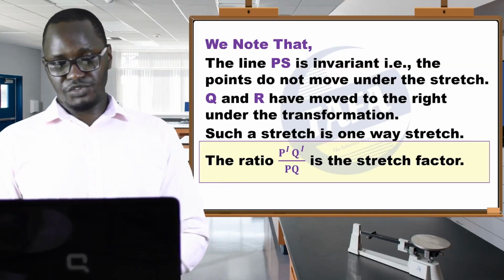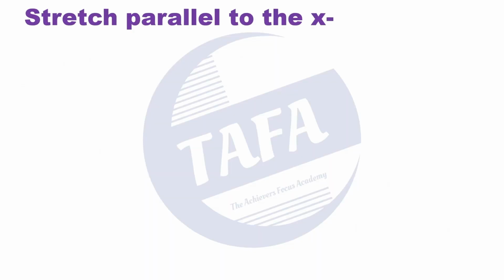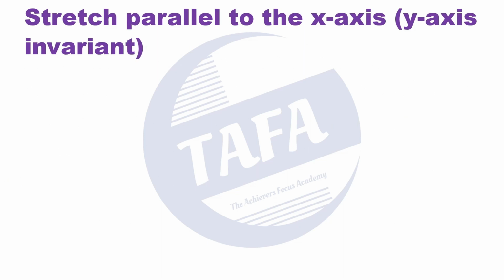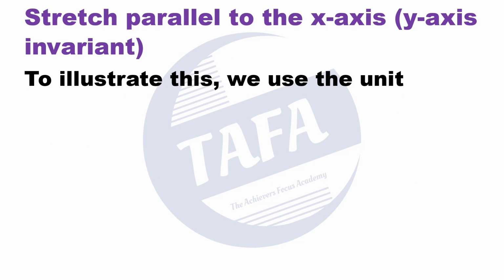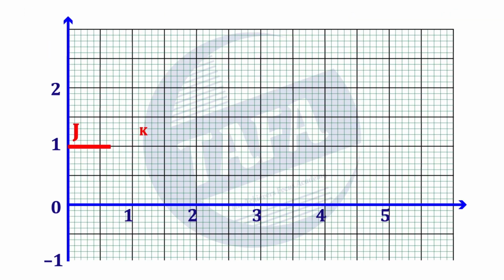So let us look at stretch parallel to the x-axis or y-axis invariant. This we are going to illustrate using the unit square as shown here. We have O, I, K, J. So we are going to stretch it parallel to the x-axis. As we stretch it parallel to the x-axis, the points that are on the y-axis are held constant. That is, the y-axis is invariant. The points on the y-axis do not move under the stretch.